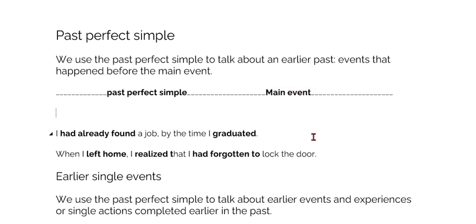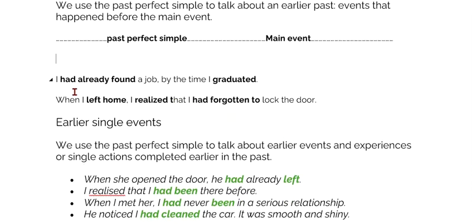So by using simple past in time conjunctions, time connections, with past perfect, we can create many beautiful sentences which have a flashback in them. Okay, flashback to the earlier event in the past. Like the example I gave you, I had already found a job by the time I graduated. It is my main event. I graduated, but in the flashback, I had already found a job.